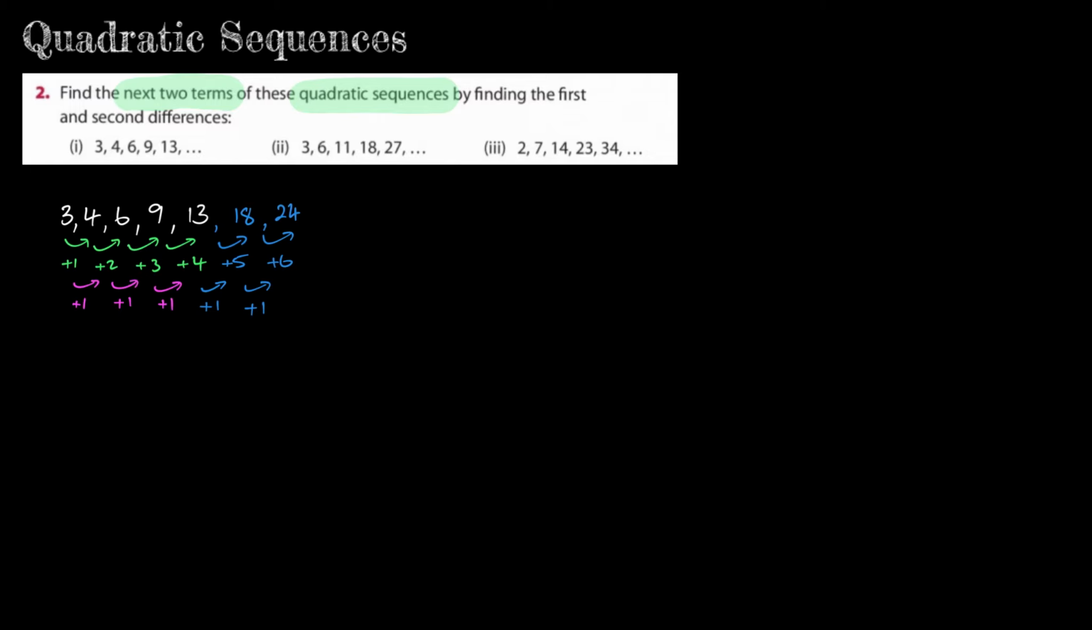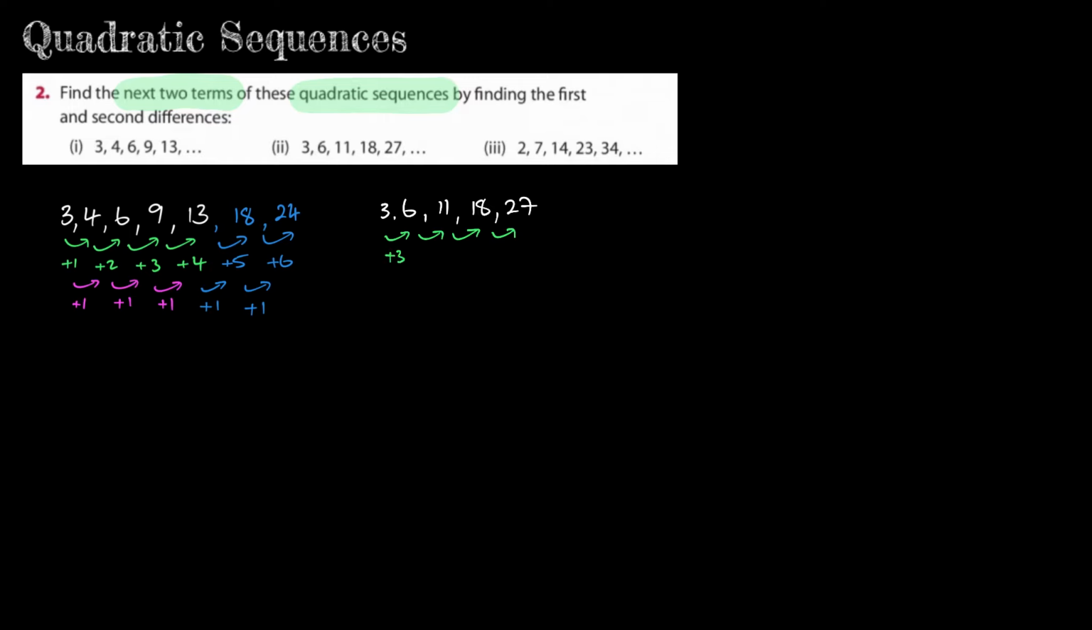I'll give you guys a second there to try part 2. You should be able to try that by yourselves or be able to correct what you've done, see if it's correct. So 3, 6, 11, 18, and 27. I'll fill in the first difference. To go from 3 to 6 is plus 3.